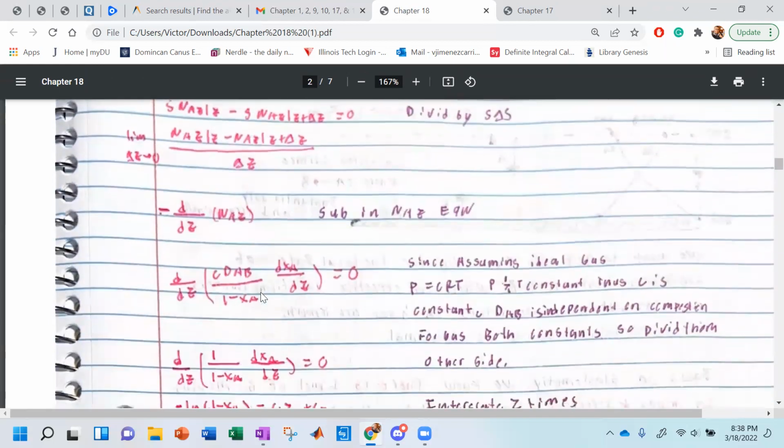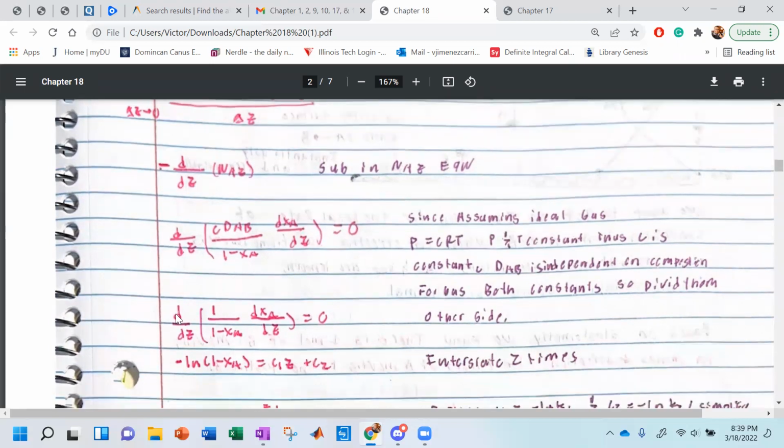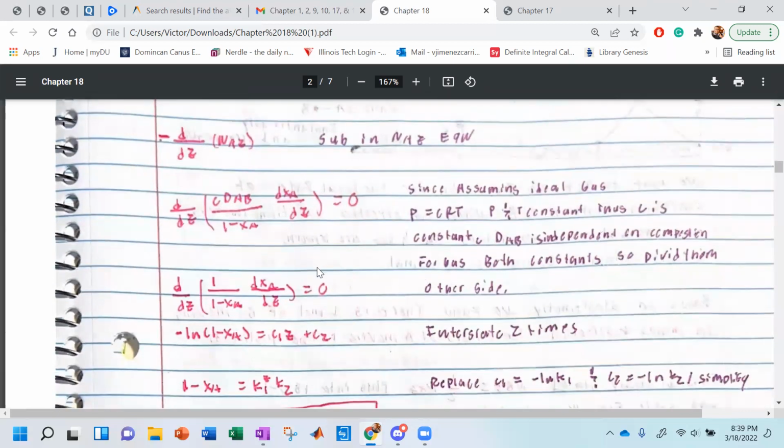We're going to assume a couple things here. Since the problem statement told us ideal gas, and you're going to be smart, this C can be modeled by P over RT. P and T are constants because pressure and temperature are constant. Therefore, C is also a constant. So C can be divided out of here. DAB is dependent on composition, and the composition for both gases is pretty much constant. So divide that term to the other side, and you're going to be left with d/dz of all of this, just without the DAB and C, equal to 0.